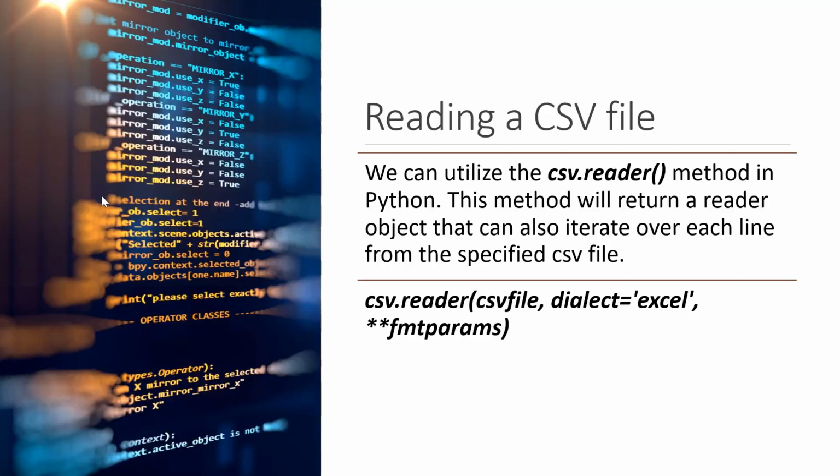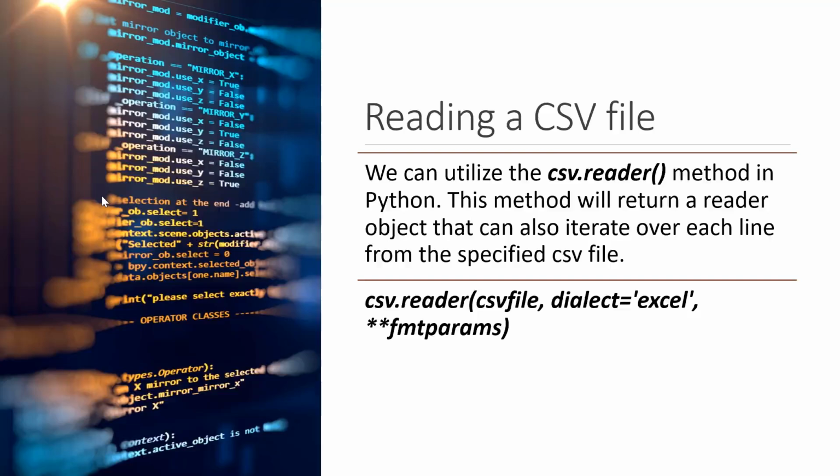Now within this method there are three parameters. The very first parameter is the CSV file. This parameter is utilized to specify the CSV file, and in this parameter we either need to specify a file object or a list object. After the CSV file, the next parameter is dialect, which is an optional parameter, and it is utilized to specify the parameters related to CSV dialect.